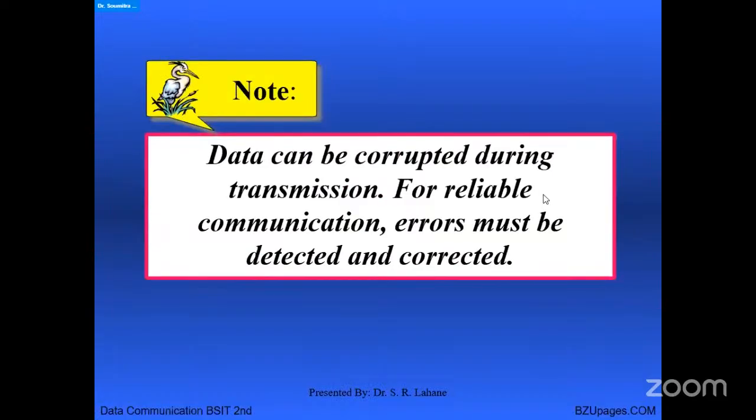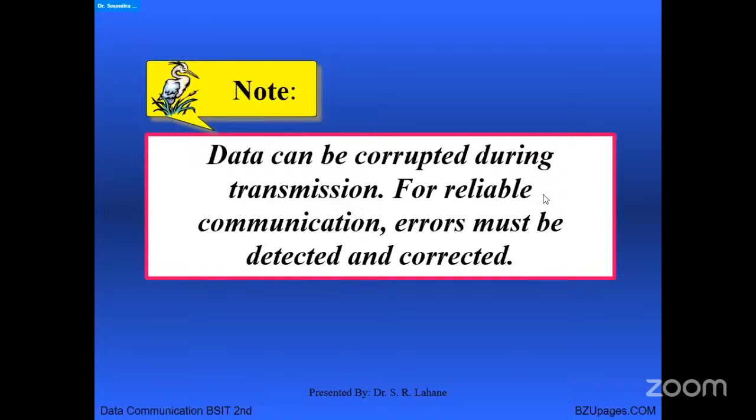Data can be corrupted during the transmission. For reliable communication, error must be detected and corrected. So a connection-oriented network is the reliable network. A connection-less network is the unreliable network. In a connection-oriented network, the TCP protocol is used, and we are having 100% assurance or guarantee. Whatever frames we are sending, we are receiving the acknowledgement of that frame, either loss of frame or negative acknowledgement or positive acknowledgement. That is called reliable communication.